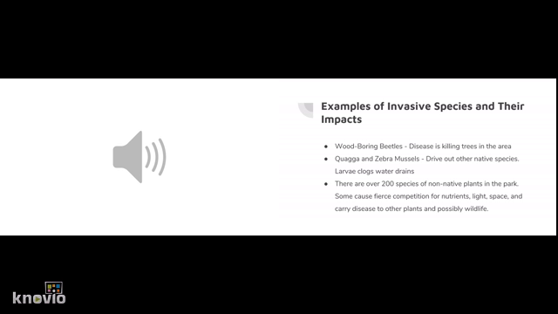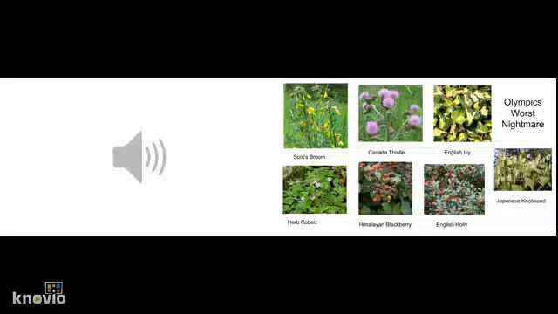Some examples of invasive species and their impacts in the park. One of them is the wood-boring beetles. They carry disease and they kill the trees in the area when they spread around to them. There are quagga and zebra mussels, which I'm sure many of you have heard of. They drive out other native species and their larvae actually clog water drains, which can cause a huge problem. There are over 200 species of non-native plants in the park. Some cause fierce competition for nutrients, light, space, and carry disease to other plants and possibly wildlife. So as you can see, they're a really huge problem here.